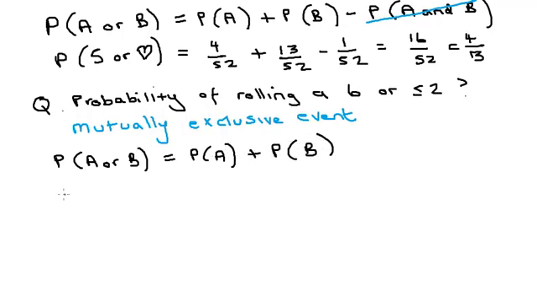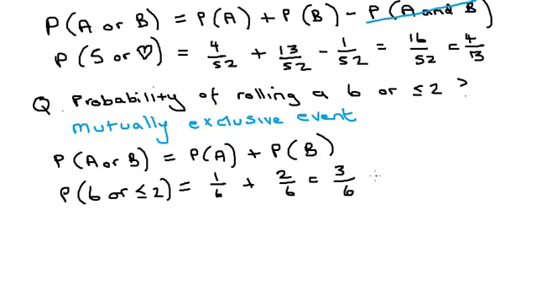So our probability of rolling a 6 or less than 2 is going to be 1/6. There are 6 numbers on a die, so your probability of rolling any one of those numbers is going to be 1 out of 6, plus 2/6. And that's going to equal 3/6, or simplifying to 1/2.